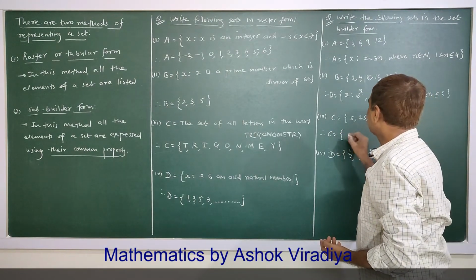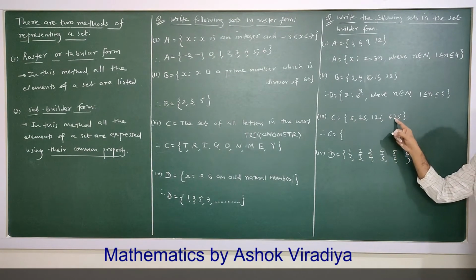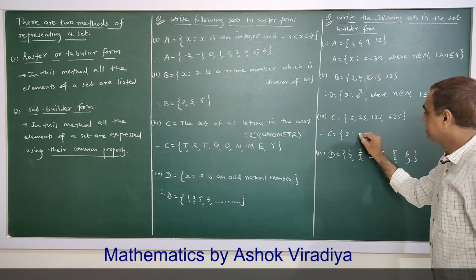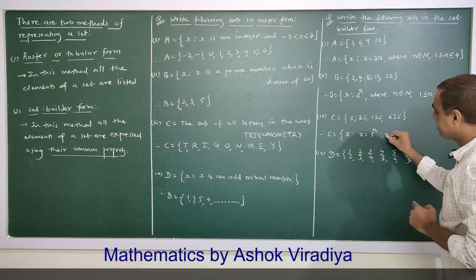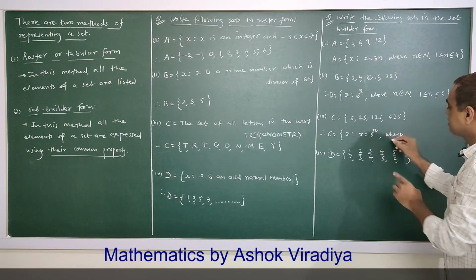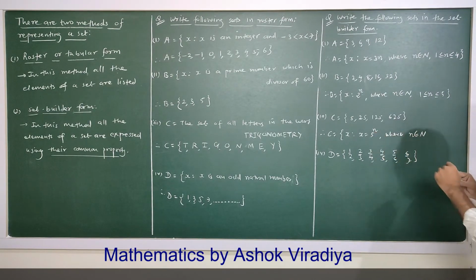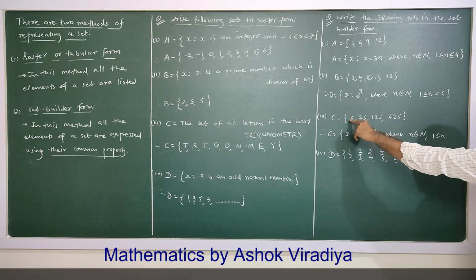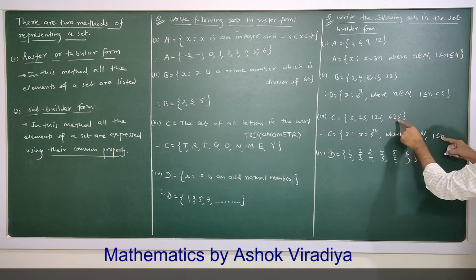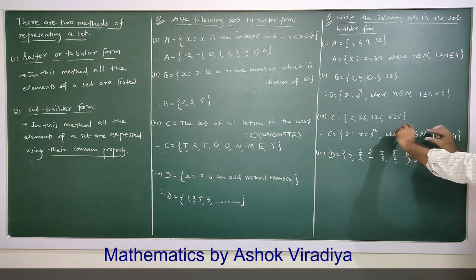Similarly, here these are powers of 5: 5 squared, 5 cubed, 5 raised to 4. So this is the set of all x such that x is 5 raised to n, a power of 5, where n is a natural number but not every natural number. The restriction for n is that it begins from 1, 5 raised to 1, and the last is 5 raised to 4. So this is set builder form.